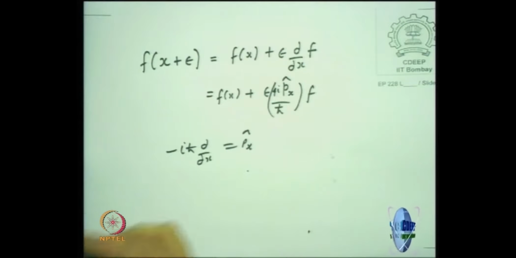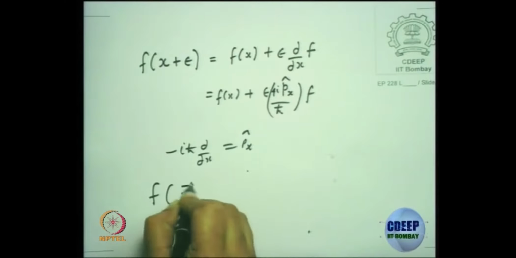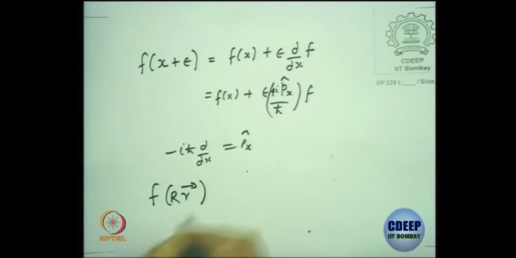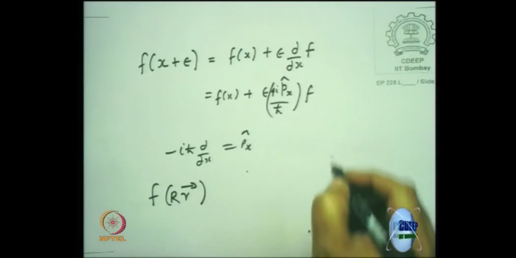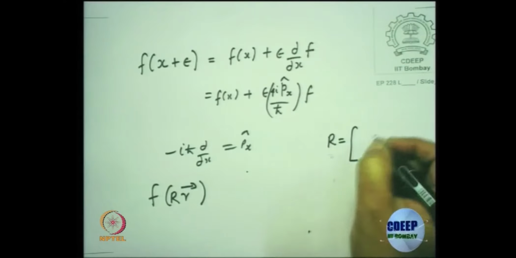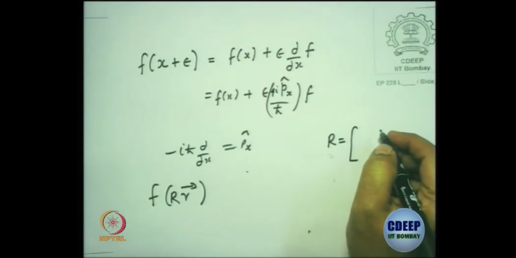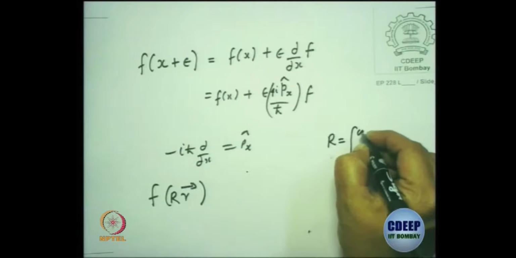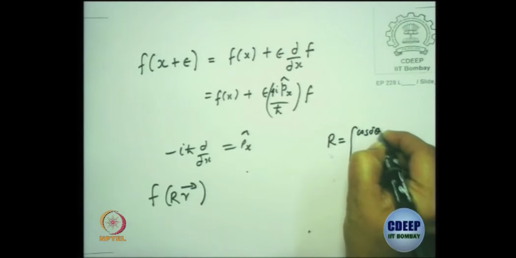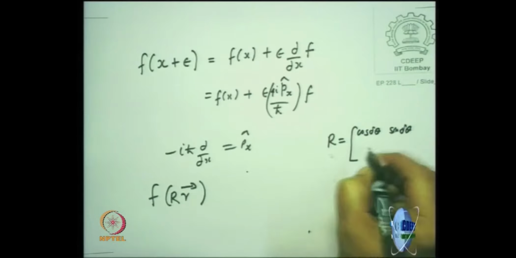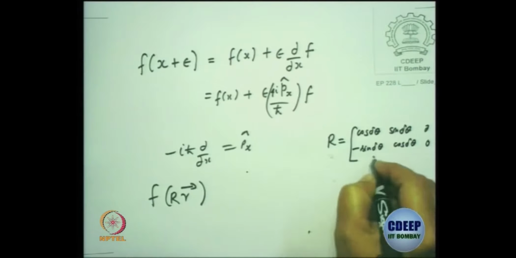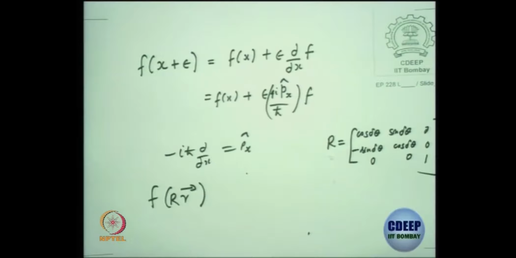So now I will ask you the next question. If I take an r vector and do an infinitesimal rotation, a rotation operator. What is a rotation operator? Let's take the rotation to be rotation by a small angle about z axis. What will that be? It is cos delta theta, let me call, sin delta theta, minus sin delta theta, cos delta theta, 0, 0, 0, 0, 1. Can I do this? For an infinitesimal.